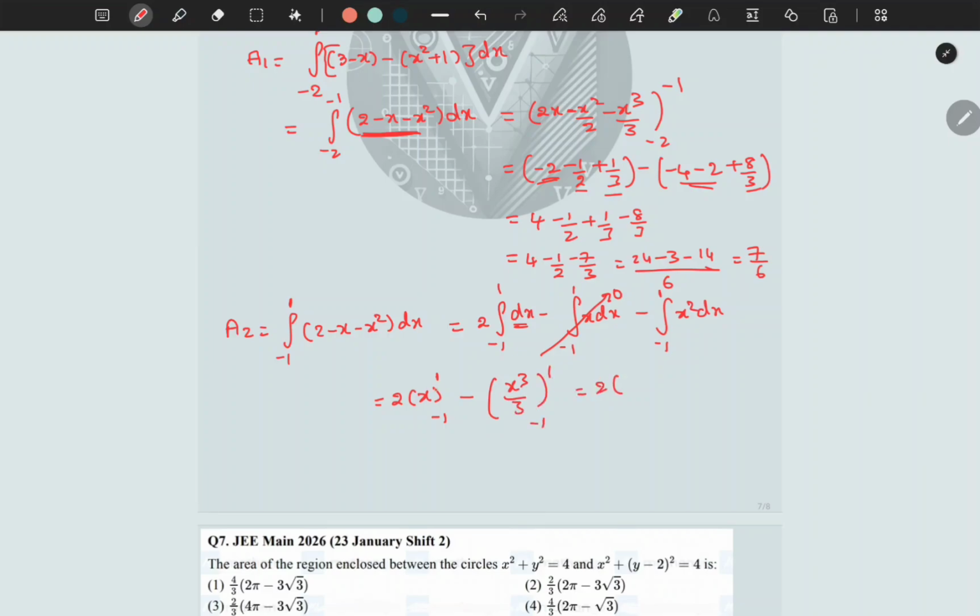So we get 2 times, now replace x with 1, and minus 1 by 3, I think again we will be getting plus 1 by 3. So 2 into 2 is 4 minus 2 by 3. So we should be getting 12 minus 2, which is 10, right? 10 by 3. So A1 is 7 by 6, A2 is 10 by 3.